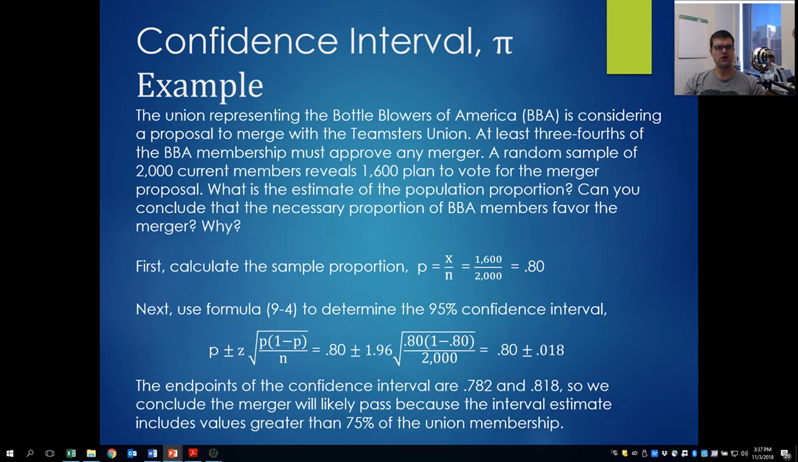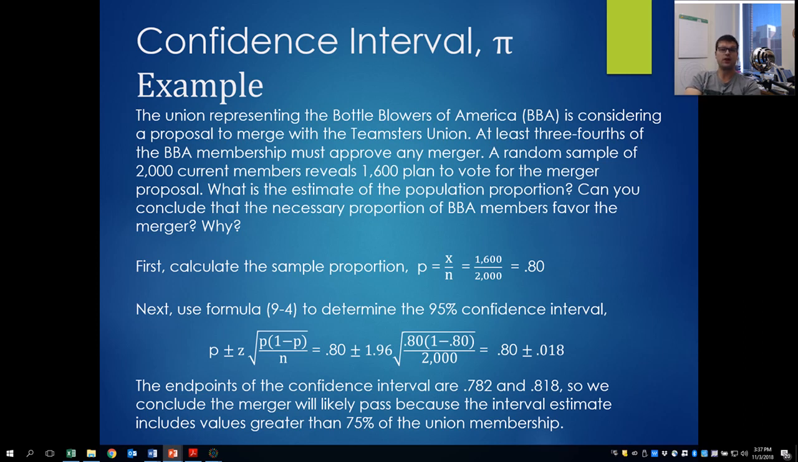So the union representing the Bottle Blowers of America, BBA, is considering a proposal to merge with Teamsters Union. At least 3/4 of the BBA membership must approve of any merger. A random sample of 2,000 current members reveals 1,600 plan to vote for the merger proposal. What is the estimate of the population proportion? Can you conclude that the necessary proportion of BBA members favor the merger, and why?